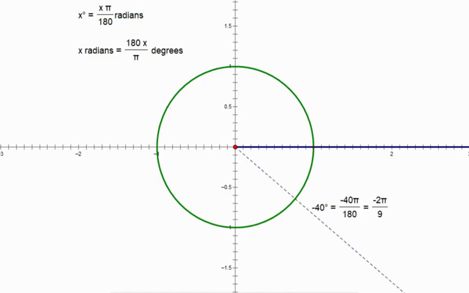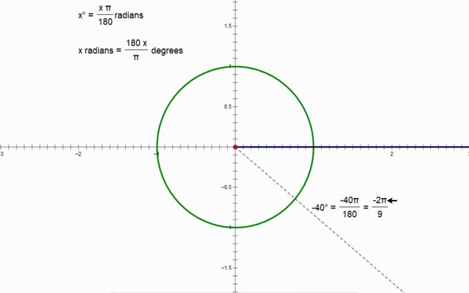Another example would be a negative angle. Okay, so negative 40 degrees is 40 degrees going down instead of up. And if I want to measure that in radians, I would say, well, that's going to be negative 40 pi over 180. And that simplifies to negative 4 over 18, which is negative 2 pi over 9. Okay? And like I said, this is generally how we write our radians. We don't write it in decimal form. We don't convert pi to 3.1415926. That's just too cumbersome. We just leave it as a fraction and leave the pi in there.